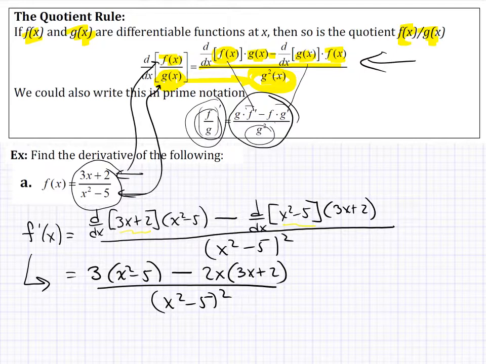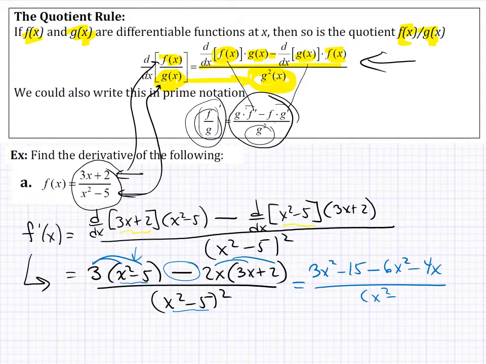What I'll see a lot of people do is they go, oh, here's x squared minus 5, here's x squared minus 5, let me cancel them. No, you learned in algebra that that can't happen. This minus means that this one's not a factor. Don't cancel it. What we're going to do is distribute this out, distribute this out. So we're going to have 3x squared minus 15 minus 6x squared minus 4x all over x squared minus 5 squared.